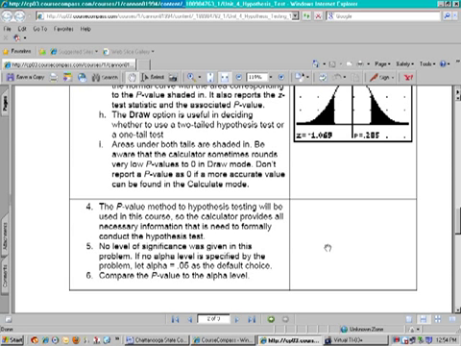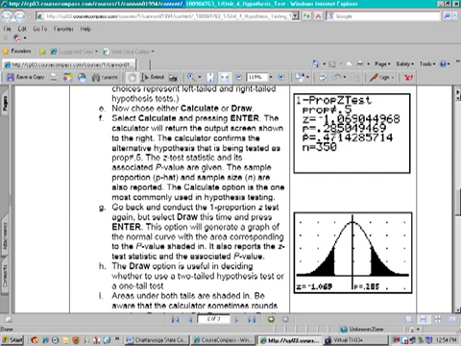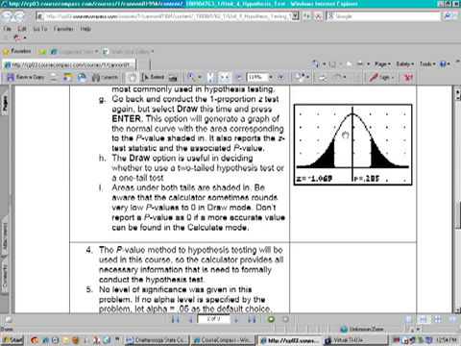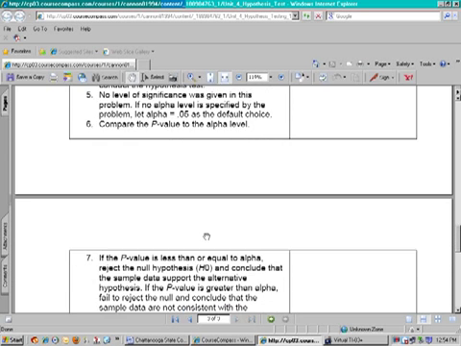If they do give you one, then you'll use that. But what we want to do is compare our p-value to our alpha. Now, if you go back, your p-value is 0.285. We want to compare it to our alpha. In this case, we're going to use 0.05. Well, if we do, we see that our p-value is greater.